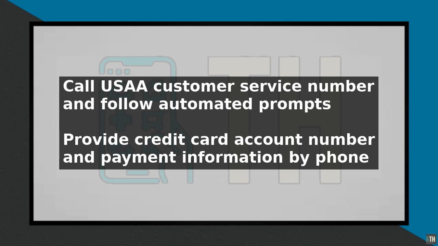To make a mobile payment, download the USAA mobile app, log into your account, navigate to the credit card section, and follow the prompts to make a payment.